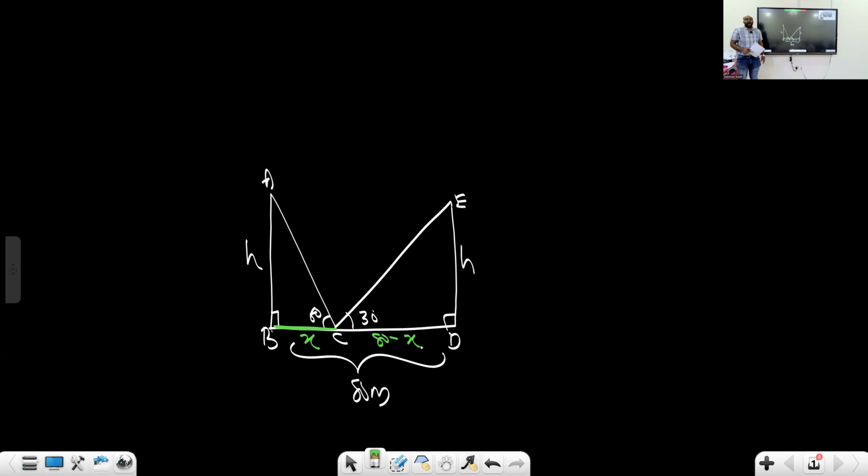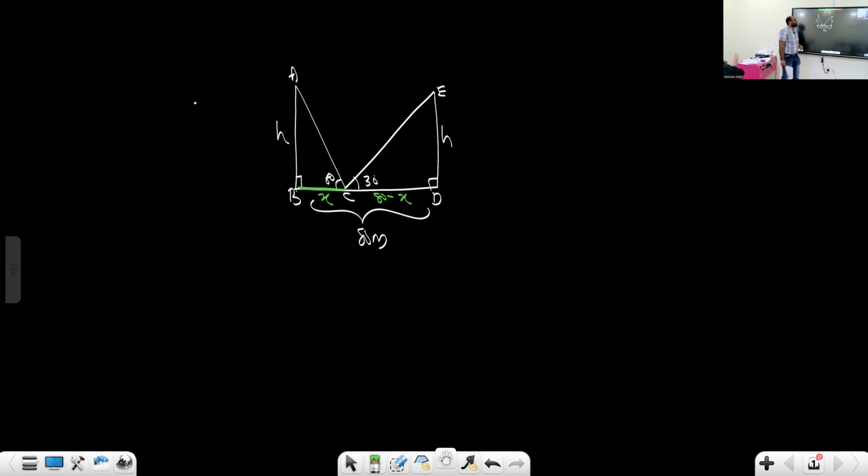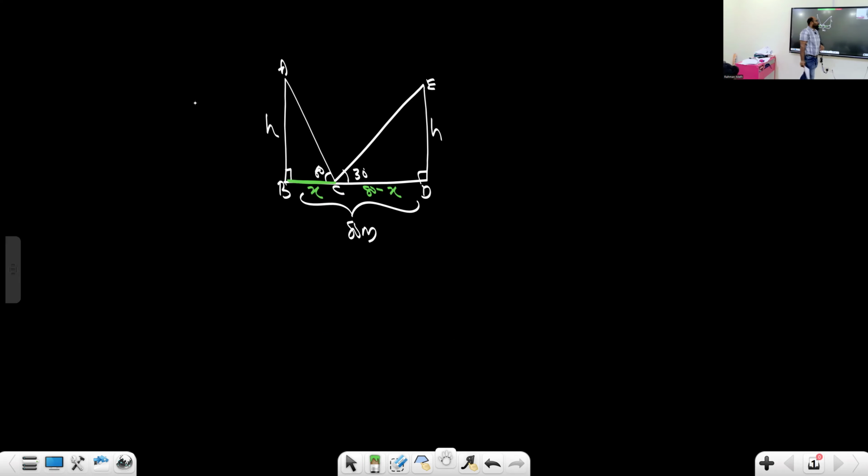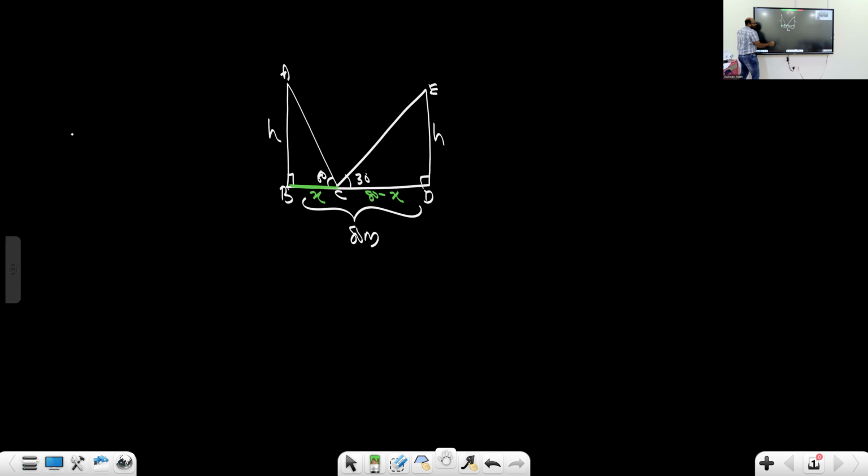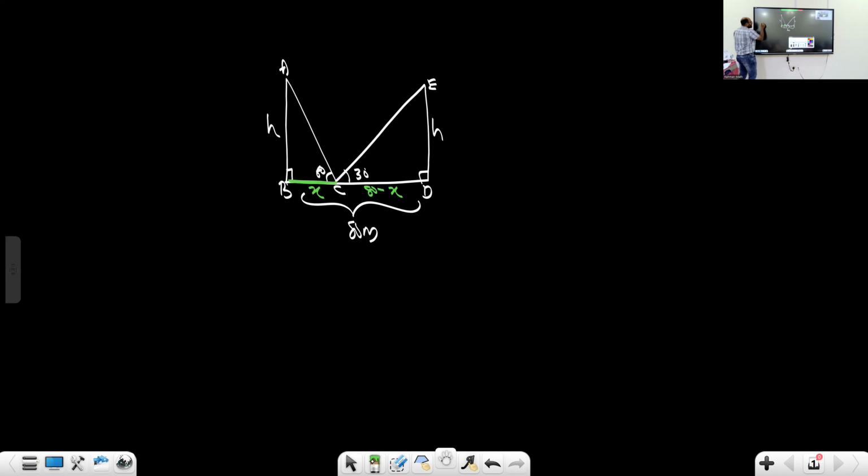Ready? Let the height of each pole be h, and let BC equal x. Therefore, CD equals 80 minus x. Anybody who has a doubt, you have to ask and clear it.